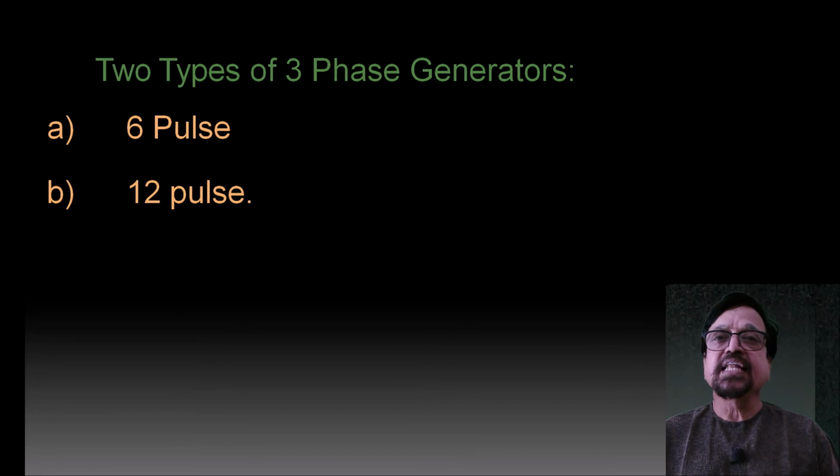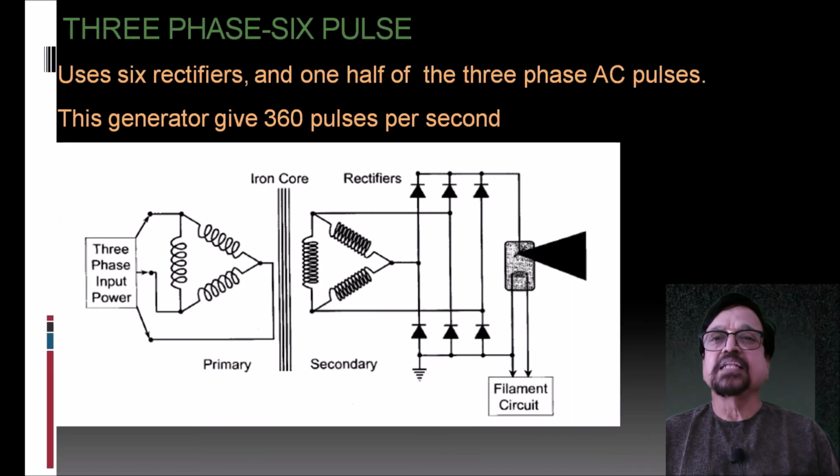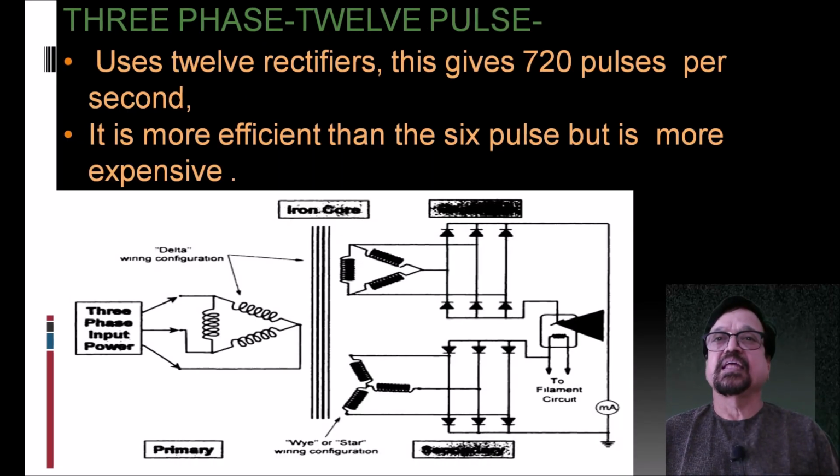Now we have also seen pulses. 6 pulse and 12 pulse are the two generators, and this is how the design is made from 3 phase. The 12 pulse generator gives 360 pulses per second. So this is high frequency because they have used 6 rectifiers. Here it is 12 pulse.